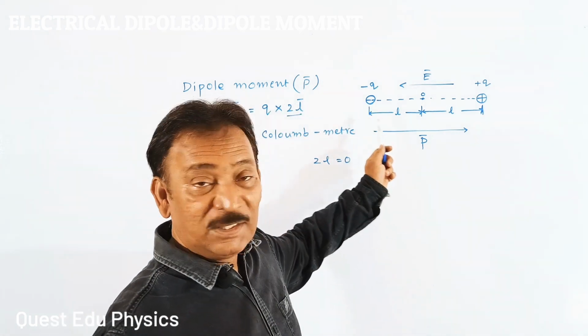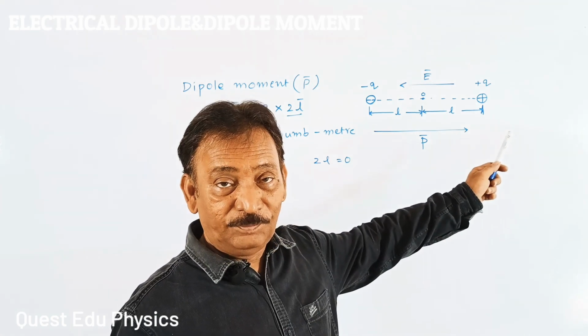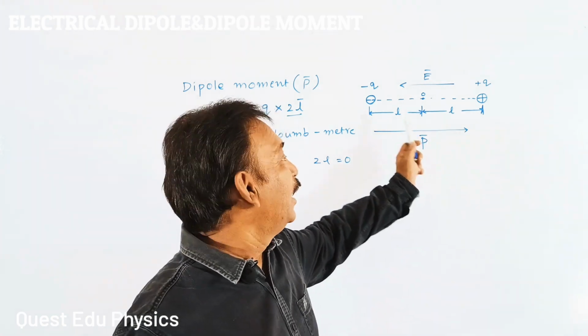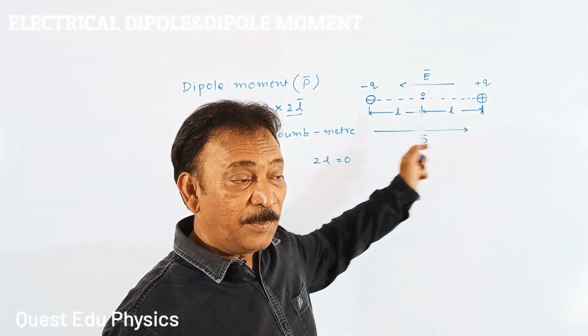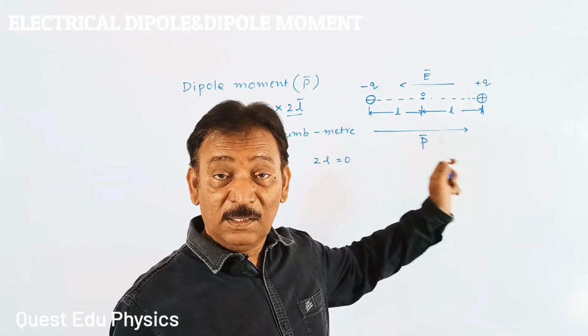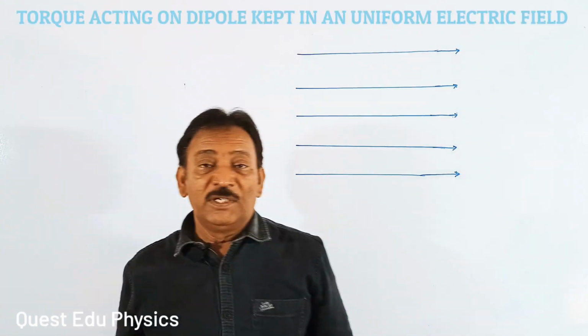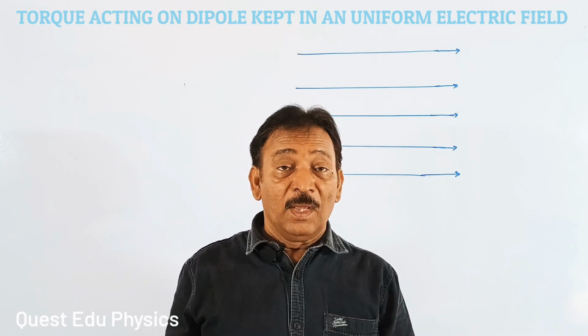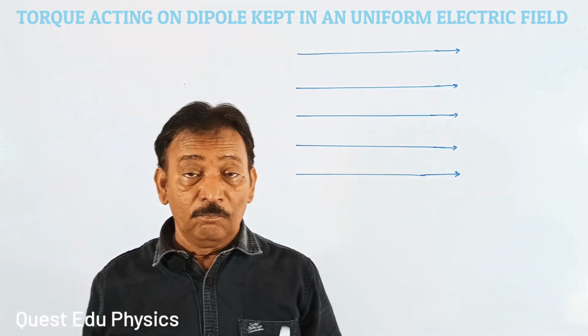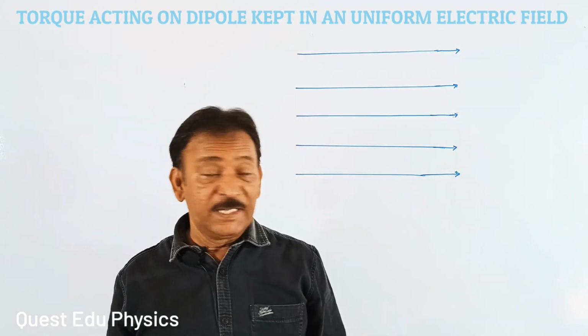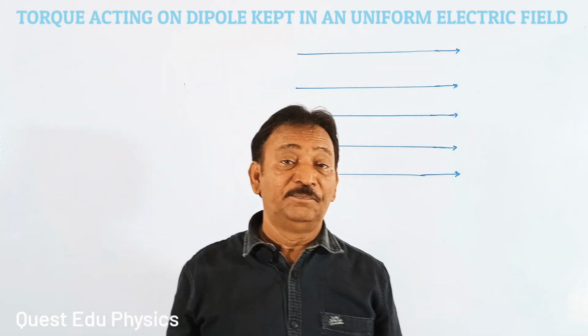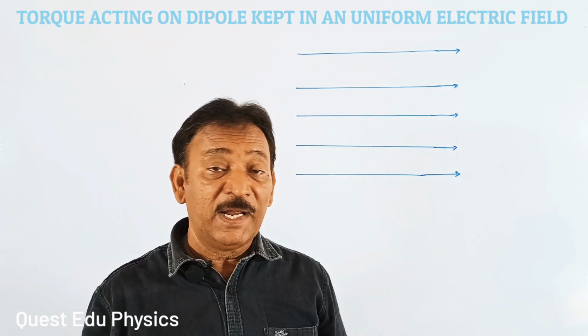Okay, students, and also you have learned that dipole means what? Two charges of equal magnitude being separated by a certain fixed distance. Now we are going to find out the torque acting on a dipole which is kept in a uniform electric field. First of all, we have to understand what torque is.